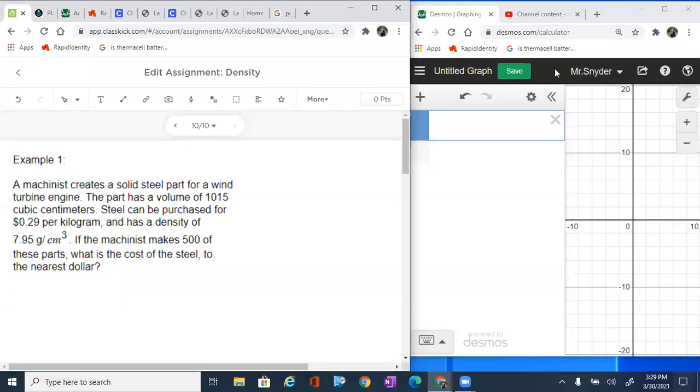All right, guys, let's go ahead and look at a density problem that's a little bit more complex. On the right-hand side of the screen, you're going to see Desmos for some calculations. And on the left, we've got a nice word problem to get started.